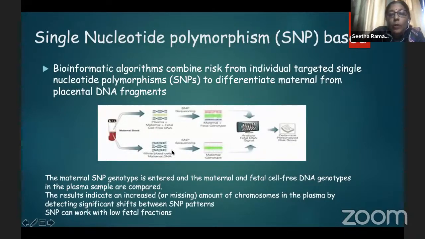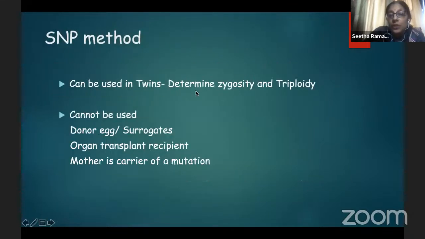and the results indicate an increased or missing amount of chromosomes by detecting the shifts in the SNP patterns. And the important advantage of this is that it can be used in twins. And of course, because it goes by the genomic value, it cannot be used with donor egg or surrogates, or if the mother is a carrier of a mutation or is an organ transplant recipient.